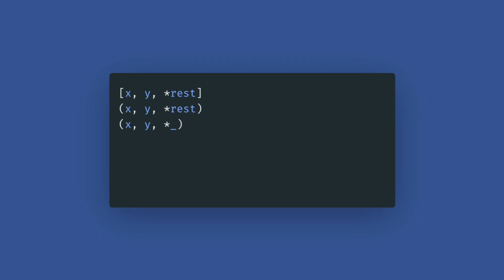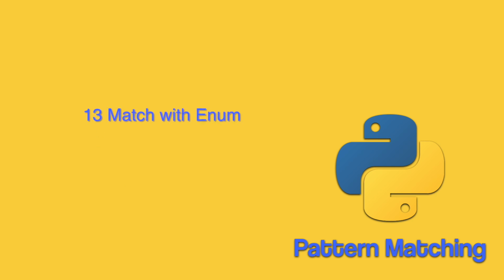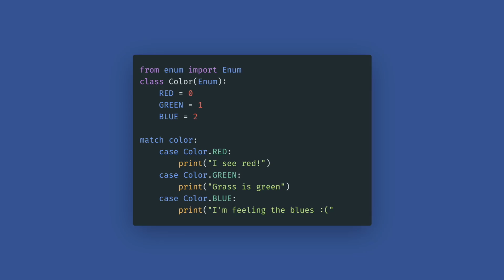Similar to sequences, we can also match mappings. In this example, it captures the bandwidth and latency values from a dictionary. But here, unlike sequence patterns, extra keys are ignored. A wildcard with double asterisks is also supported, but double asterisks and the underscore would be redundant, so this is not allowed. Of course, we can also match against enums using the full dotted name, like so.